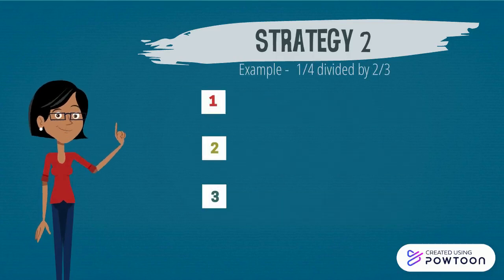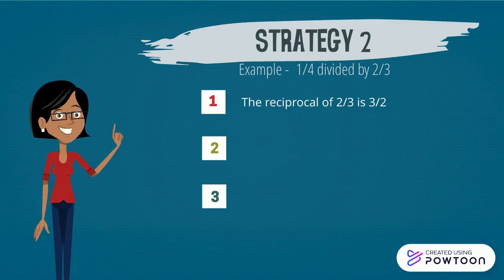We will continue to use our same example. Step 1, the reciprocal of 2/3 is 3/2. Step 2, multiply 1/4 by 3/2. And step 3, simplifying, we get 3/8.